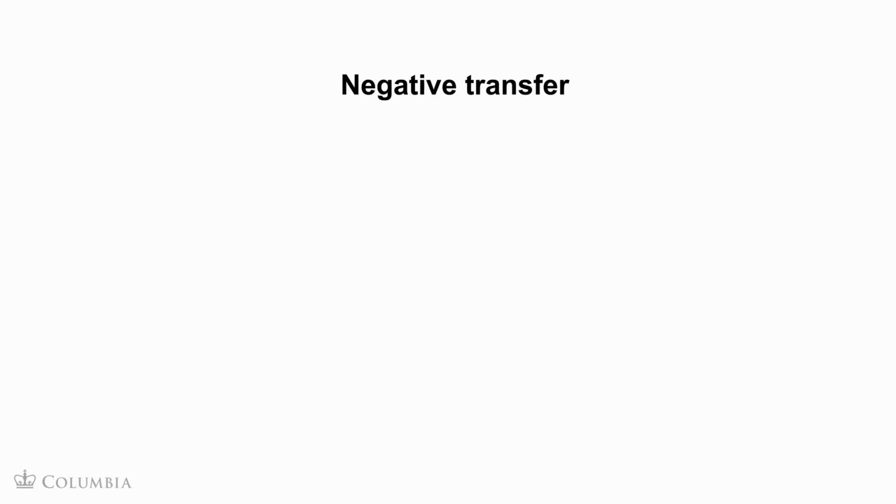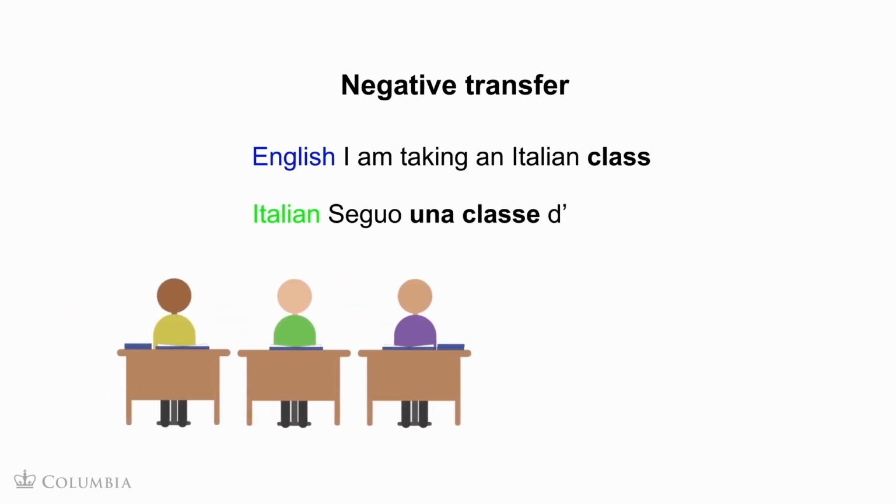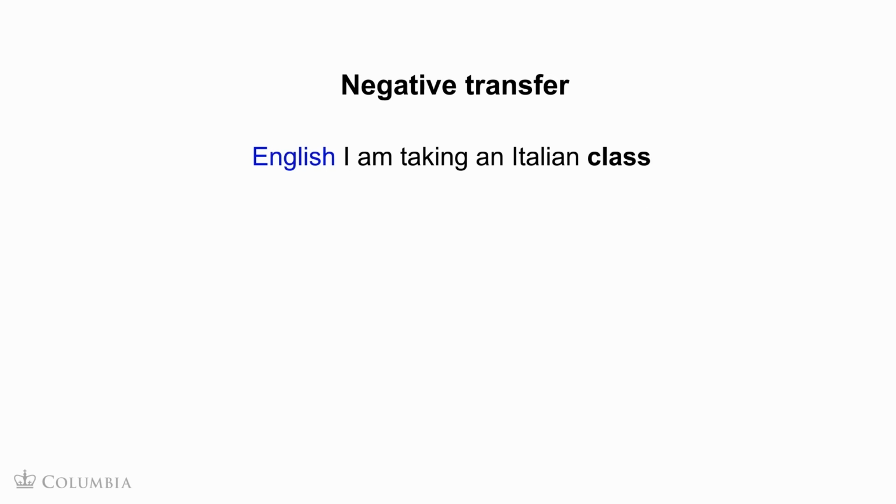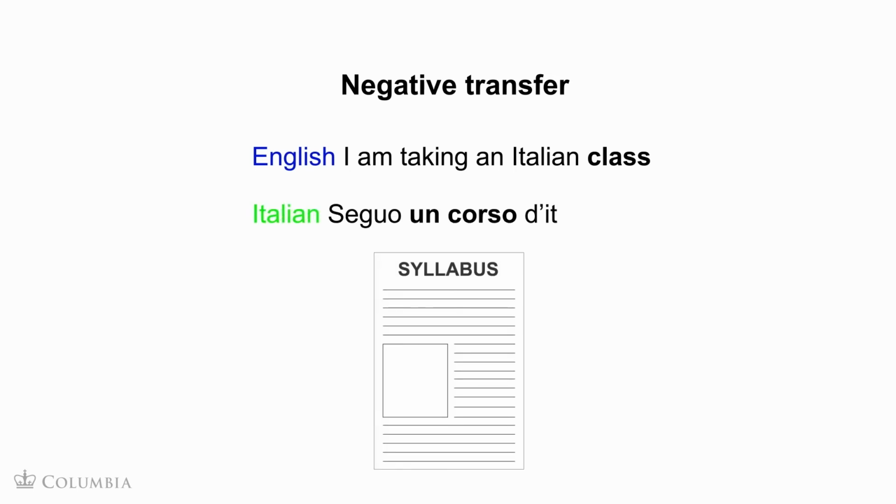For example, when we want to say, "I am taking an Italian class," we might think that in Italian it's correct to say, "Seguo una classe di italiano." However, this is an example of negative transfer. Classe in Italian specifically refers to the people that make up a class. If we want to say we're taking a class in Italian, we need to say, "Seguo un corso di italiano."